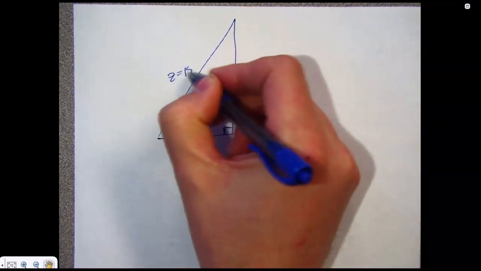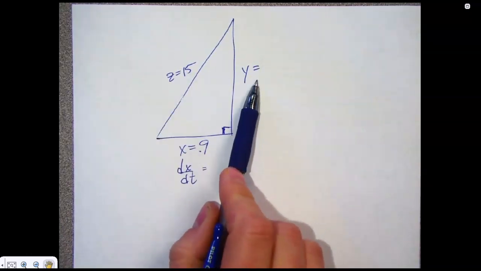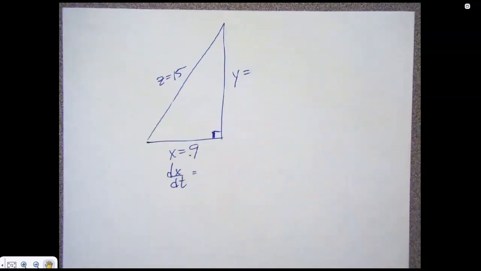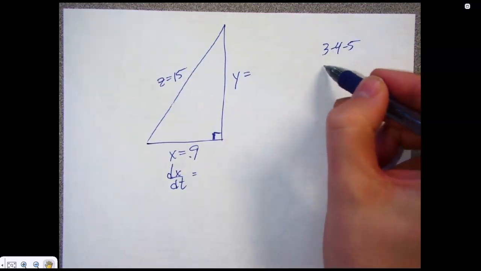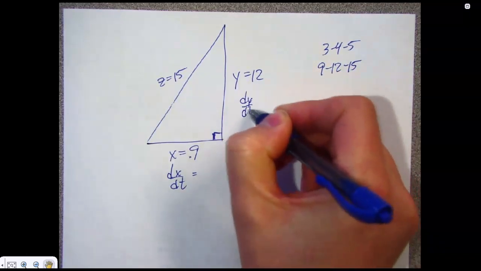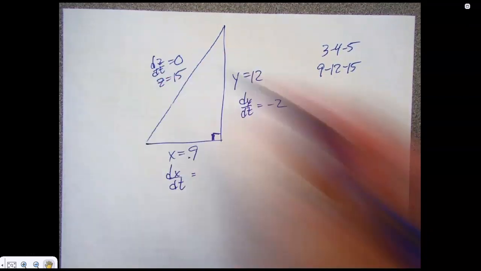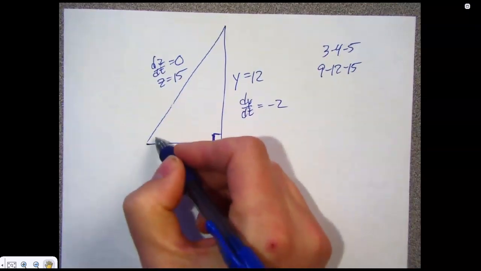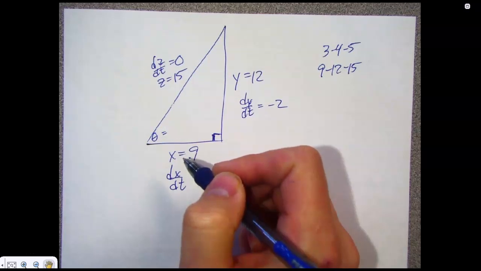z is 15. What's y then? If this is 9, this is 15. What does y have to be? 12. 3, 4, 5 triangle, right? Well, if I multiplied all those by 3, it would be a 9, 12, 15 triangle. I've got the 9 and the 15, so y is 12. dy/dt is negative 2. dz/dt is 0. I don't even know what I need yet. I'm just kind of writing stuff. Theta, radians per second.